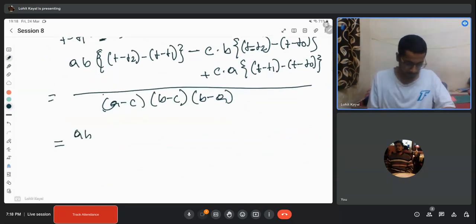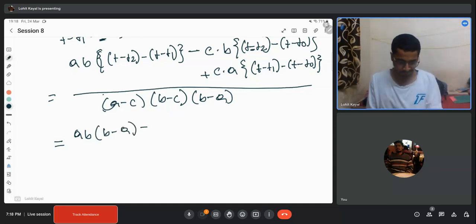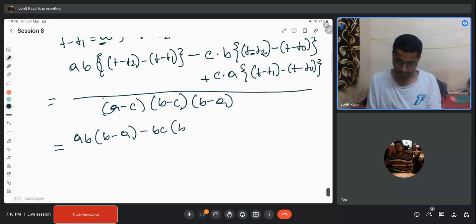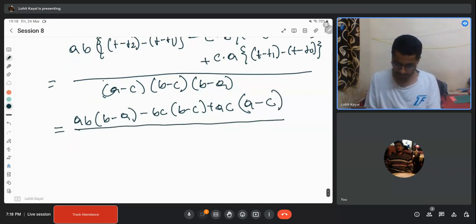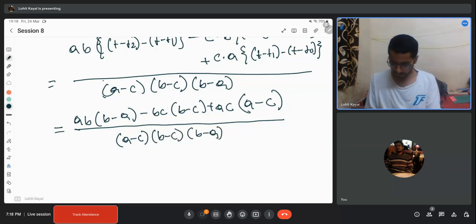So the first term will be AB into B minus A, minus BC into B minus C, plus AC into, sorry, AC into A minus C, because T minus T1 is A. So here and here, this is the A minus C, B minus C, B minus A.